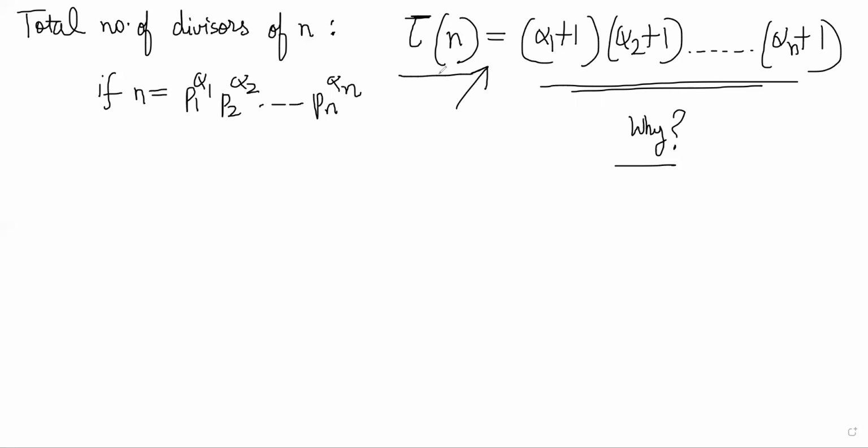By the way, this tau of n also includes the case when 1 is a divisor or n itself is a divisor. Because you can choose 0, 0, 0 in all the brackets, and then you'll get the number 1. And you can also choose alpha 1, alpha 2, alpha n in all the brackets, and you'll get the number n itself, right?